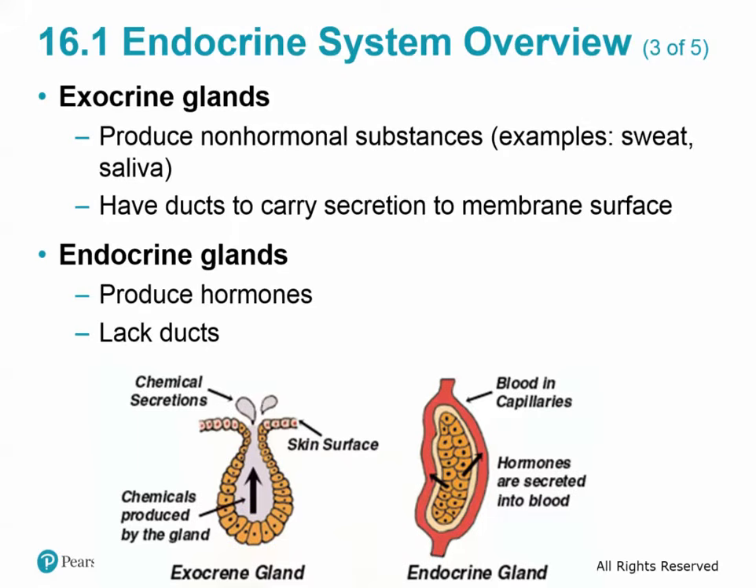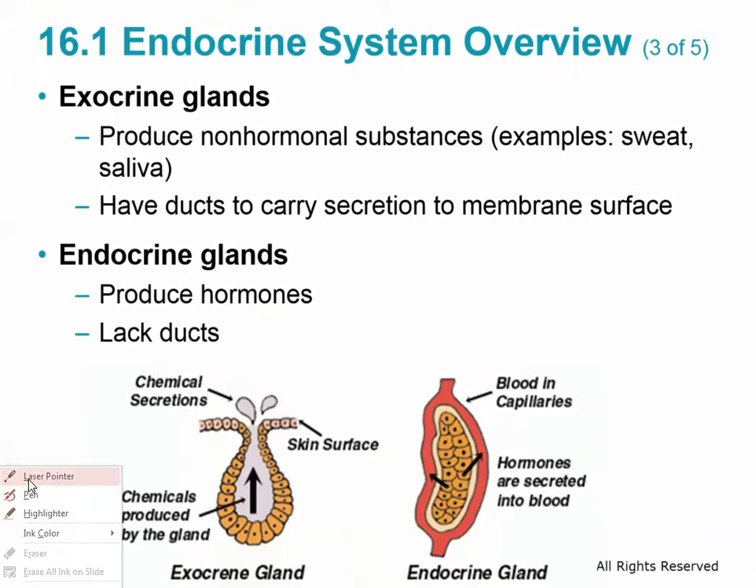So endocrine glands, what we're going to focus on today in this chapter, are going to produce the hormones, and they're going to secrete their hormone secretions directly into the bloodstream. Because they secrete directly inside the body, they don't require ducts.